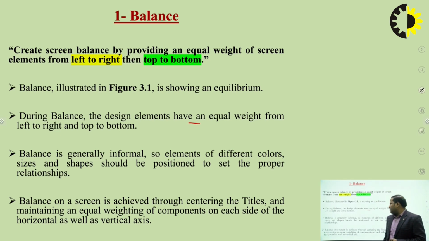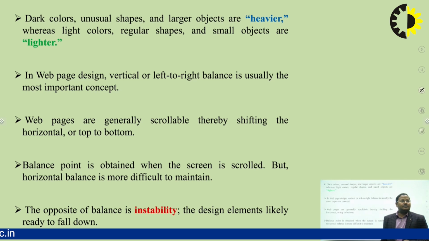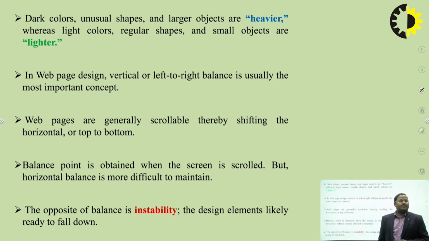Balance is generally informal, so elements of different colors, sizes and shapes should be positioned to set the proper relationship. By using this concept, a proper relationship will be developed between the elements. Balance on a screen is achieved through centering the titles and maintaining an equal weighting of components on each side of the horizontal as well as vertical axis. I have already shown the diagram.